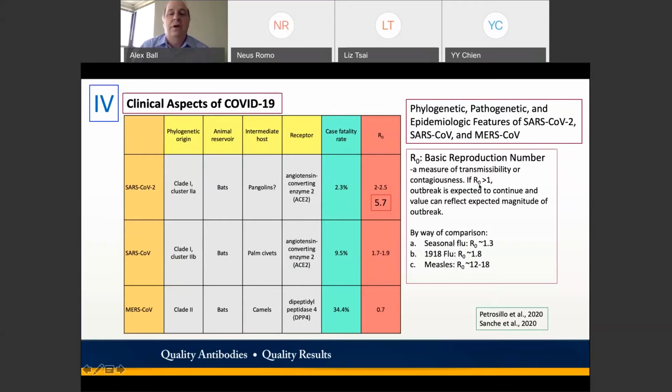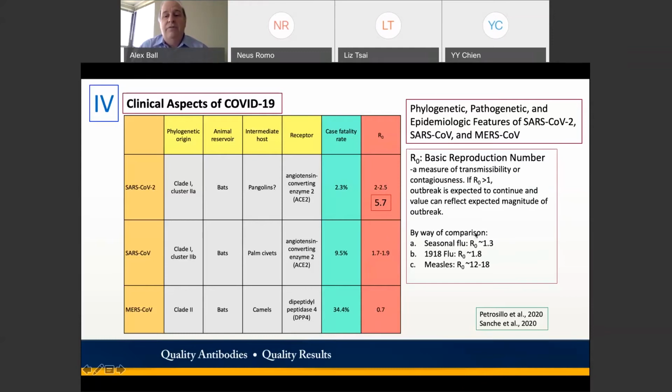If an R0 is greater than 1, the outbreak is expected to continue, and the actual numerical size of the R0 can reflect the magnitude of the outbreak. What you'll notice is that MERS was actually quite low, 0.7. SARS-CoV was less than 2, 1.7 and 1.9. SARS-CoV-2 initially was thought to be 2 to 2.5, so still the greatest of the 3, but recent evidence has put it as high as 5.7.